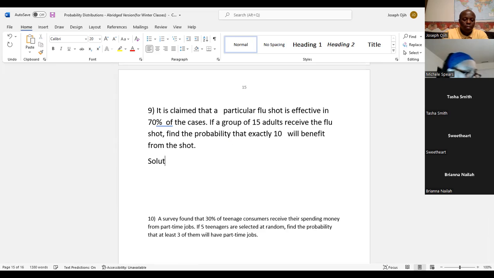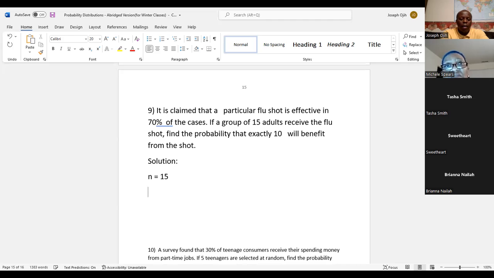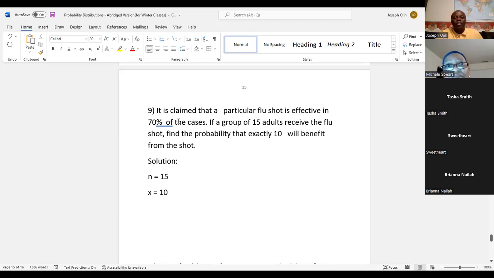Now let me ask you this. How many people will receive the flu shot in this question? 15. So our N is 15. Then out of that, exactly 10 benefited, right? Yeah. Our X is 10. Now, it said that the shot is effective 70% of the time. So our P equals 70%, which is 0.7. Or you can call it 0.70.